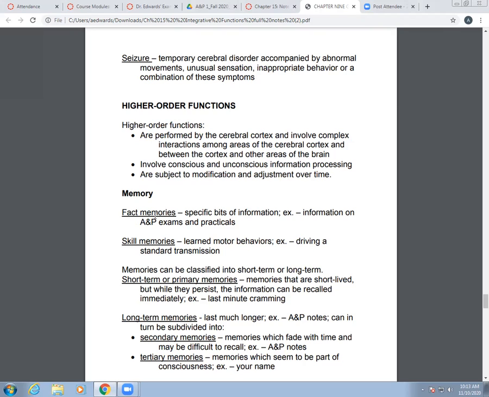Okay, memory. So fact memories are specific bits of information. All right, so like things you got to remember for our exams and your practicals. We also have skill memories, and these are motor behaviors that you learn over time, like how to drive, right?